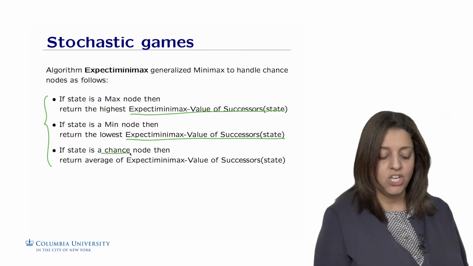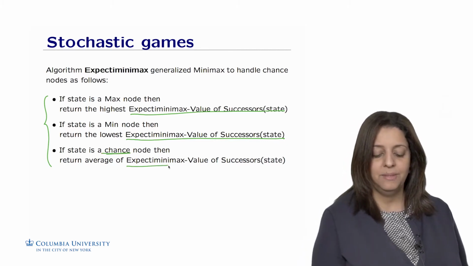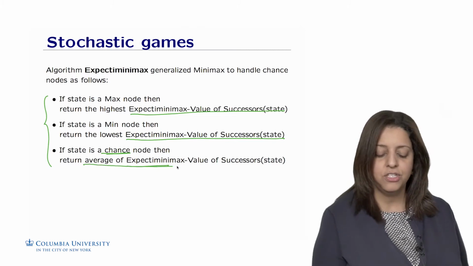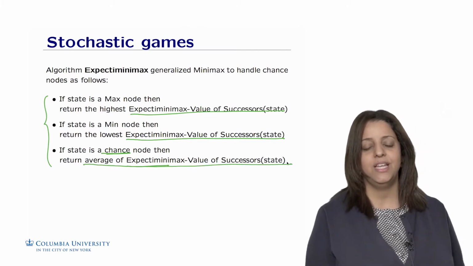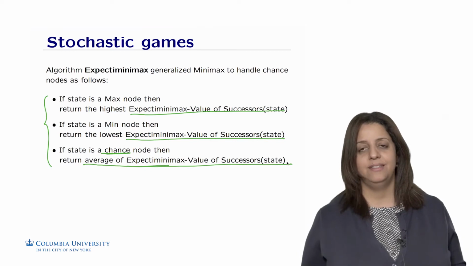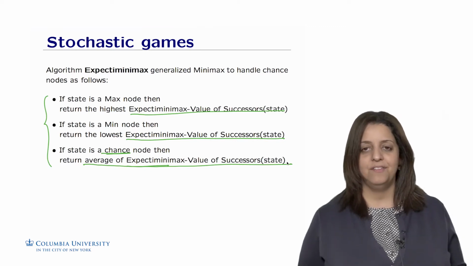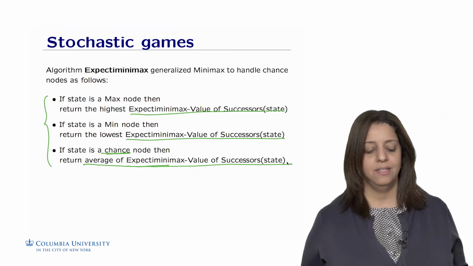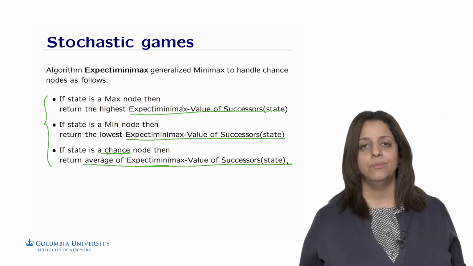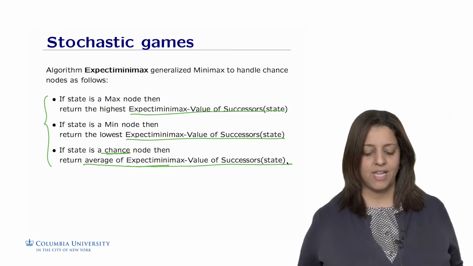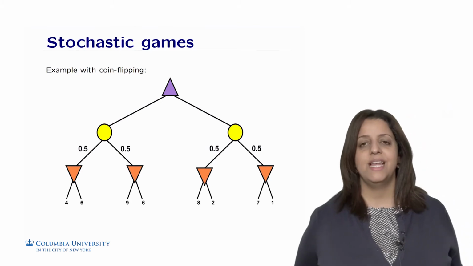But if the state is a chance state, then we call expectiminimax and return the average of the values of the successors. We know there will be different outcomes with different probabilities. So we weight each by the probability of that outcome happening and get the expected value of those outcomes. Let's take a very simple example with coin flipping.